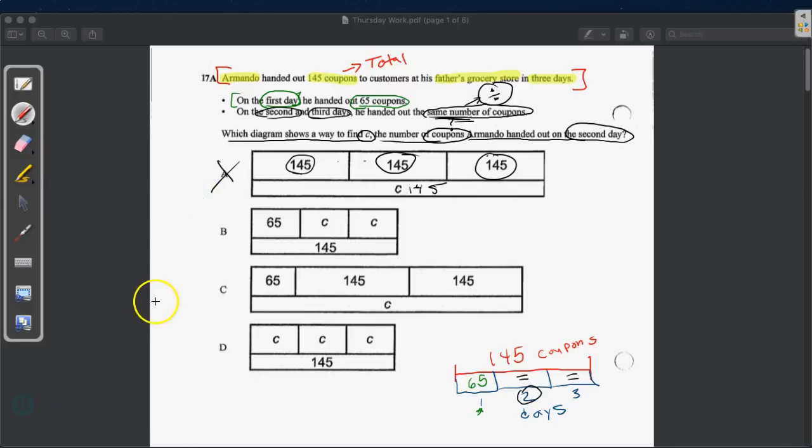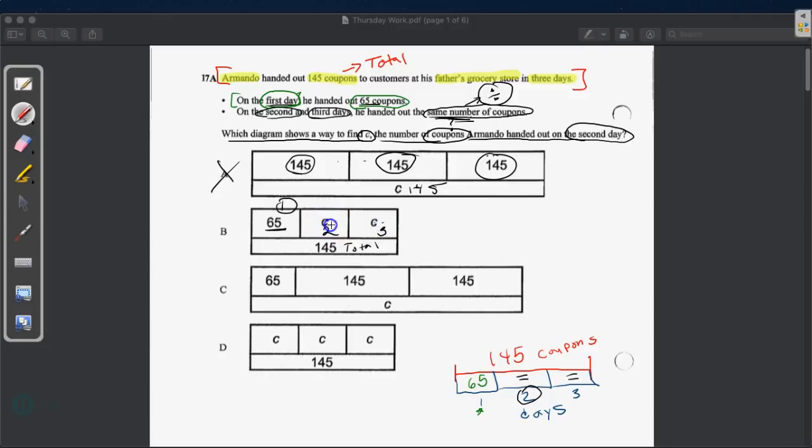So letter A was a silly answer. Hopefully you didn't pick that one. Here's letter B. Look, 145 is our total. Here's day number 1. Again, how do I know it's day number 1? Because of the 65. On the first day there were 65 coupons. Here's day 2, here's day 3.